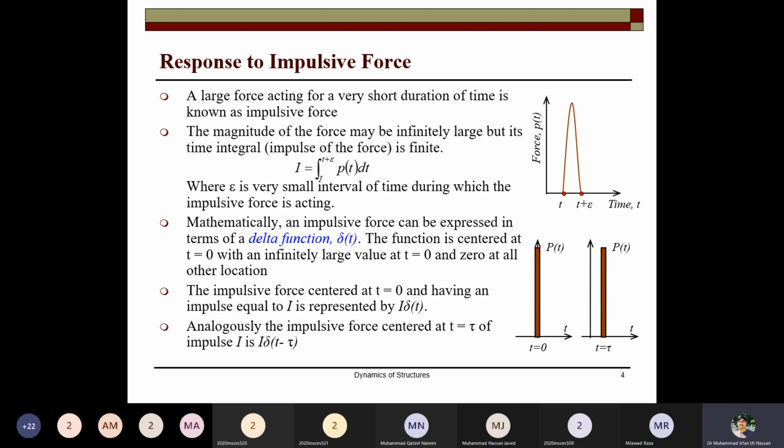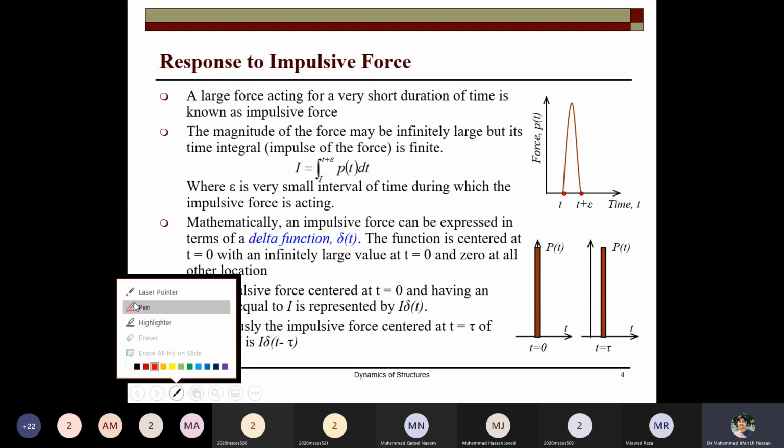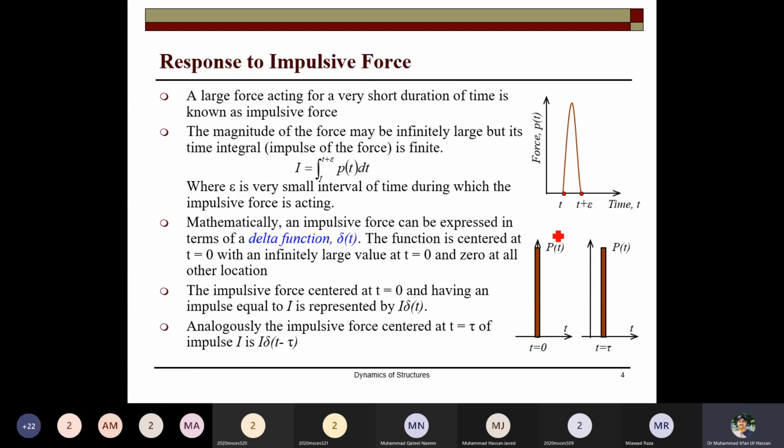Alternatively, this impulse is shown in the form of a rectangle in the bottom. So impulsive force can be shown. This is an impulse which can be shown in this form also, that it's a very high value of the force for a very small interval of time. So the impulsive force, analogously, the impulsive force centered at t equal to tau.